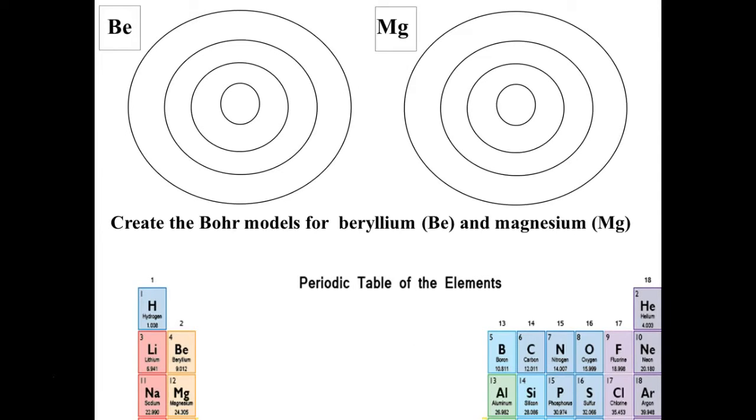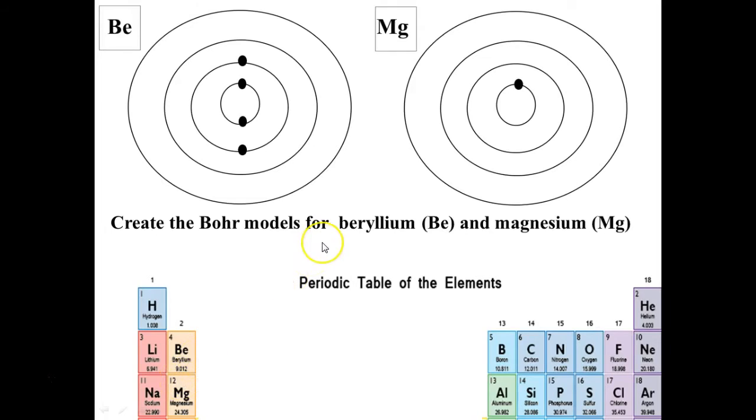Okay. Now if we quickly create the Bohr models for beryllium and magnesium, we're going to do a comparison here that you might find a little bit interesting. So we're going to do beryllium. And according to the periodic table, beryllium is atomic number 4. So we do 4 for beryllium. So how many valence electrons does beryllium have? Well, it has 2. Then we do magnesium.